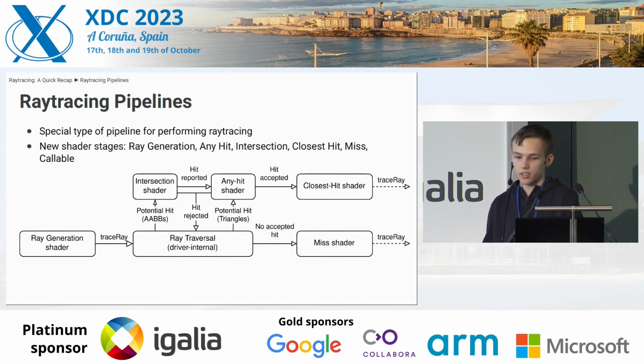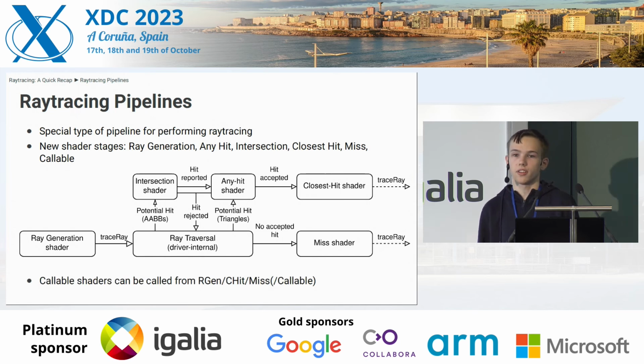Another shader stage I didn't talk about is callable shaders, and they're sort of separate from this whole control flow of the normal ray tracing pipeline, and they can be invoked from any shader that's outside this ray traversal loop. So intersection and any hit shaders can't call callables, but ray generation, closest hit, and miss shaders can. Also, callables can themselves recurse again into other callables, so you can call callables from callables and so on.